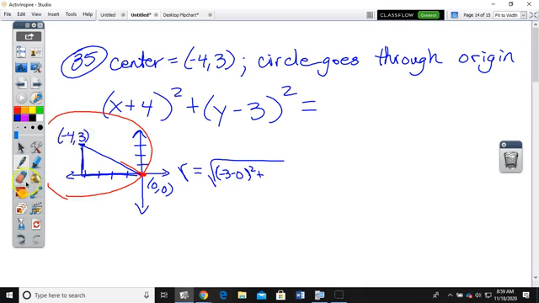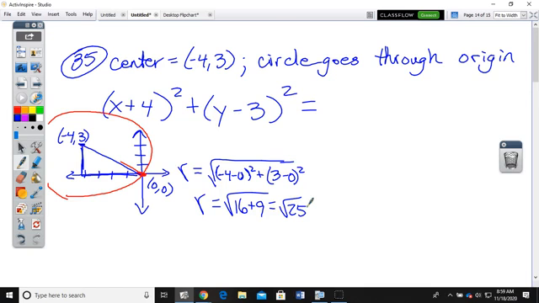-4, 3. Thank you. So I didn't need a 4 there. -4 minus 0 squared plus 3 minus 0 squared. That is the square root of 16 plus 9, which is the square root of 25.